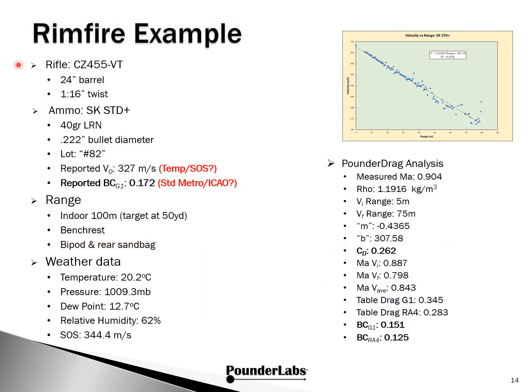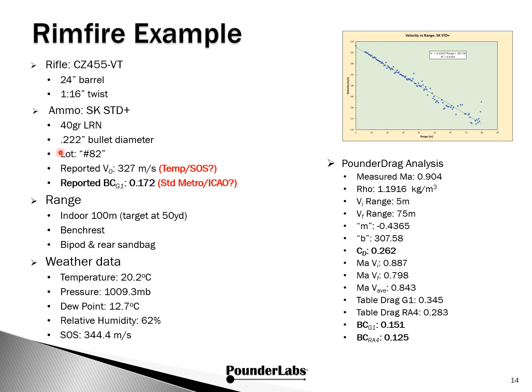Let's bring this all together now with an example. We're going to use a .22 caliber rimfire. We're using a CZ 455 Varmint Trainer, 24-inch barrel, and the conventional 1:16 twist. The ammo is SK Standard Plus, 40 grain lead round nose.